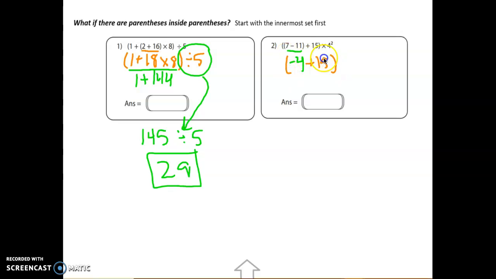Again, inside a larger bracket of parentheses. And then times 4 squared. So we've got parentheses, we've got addition, and we've got an exponent. Parentheses still come first. So -4 plus 15 is going to give us the value of 9. I'm sorry, it's going to give you the value of 11.